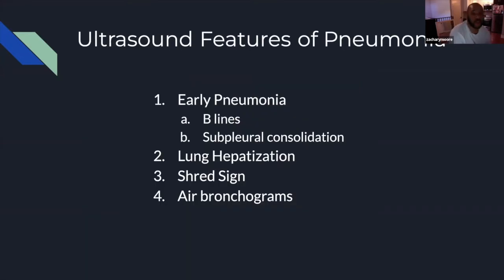In terms of the features of pneumonia, in early pneumonia you're going to see B-lines, you're going to see subpleural consolidation. As it progresses, you might see lung hepatization. You might also see something called the shred sign. And also you might see something called air bronchograms.